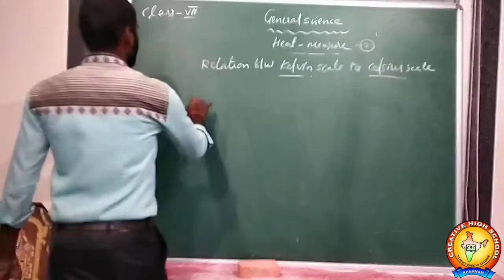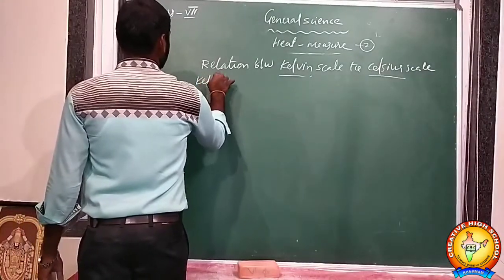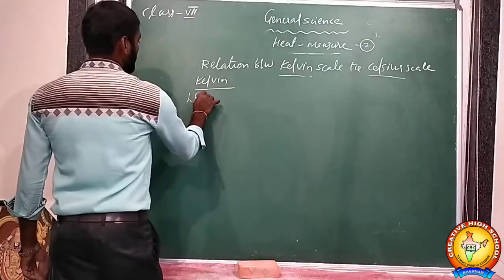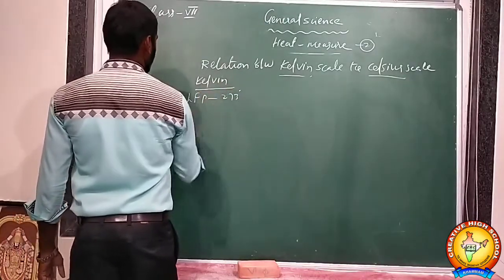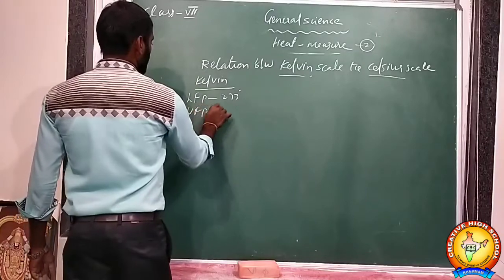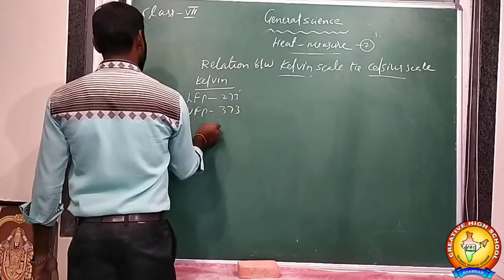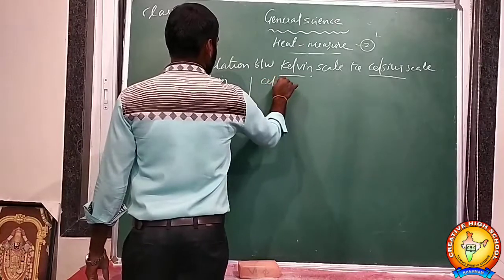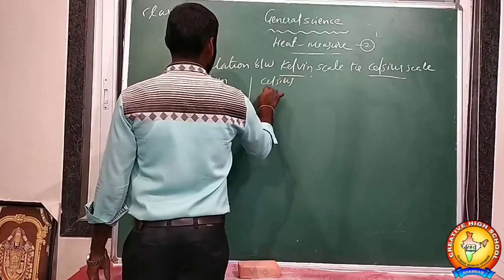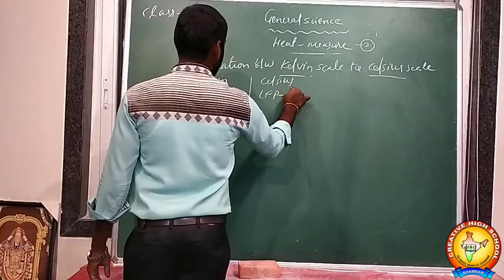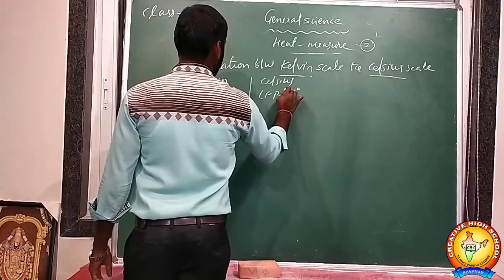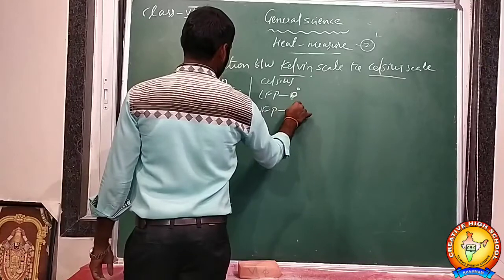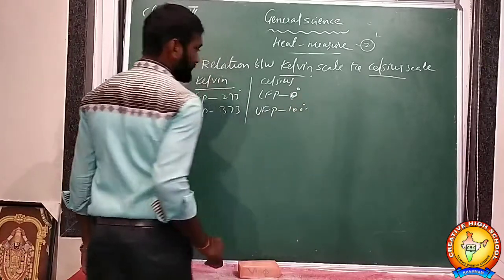In the Kelvin scale, the lower fixed point is how much? 273 degrees. Upper fixed point how much? 373. Equal points, how many are there? No need. Celsius you already know. Lower fixed point is 0 degrees. Upper fixed point how much? 100 degrees.